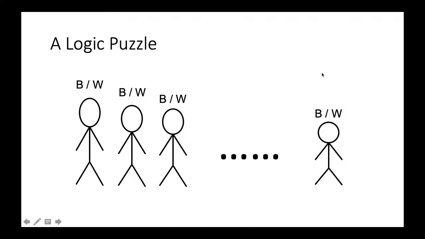Each of the kids is given a hat which is either black or white. So they can all be black, they can all be white. Some of them can be black, some of them can be white. We don't know.